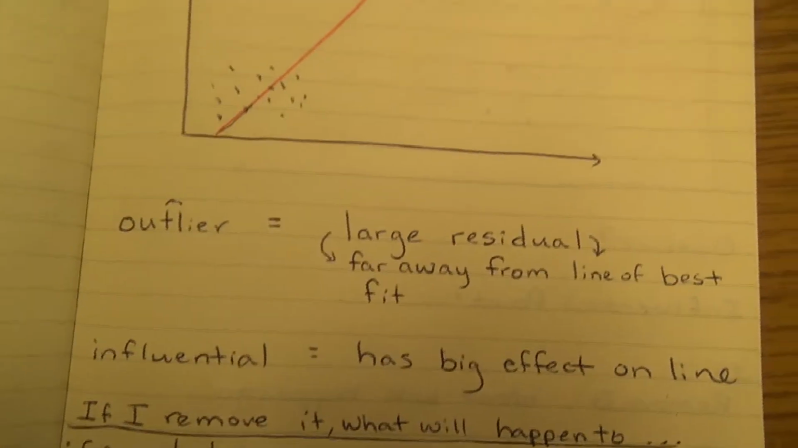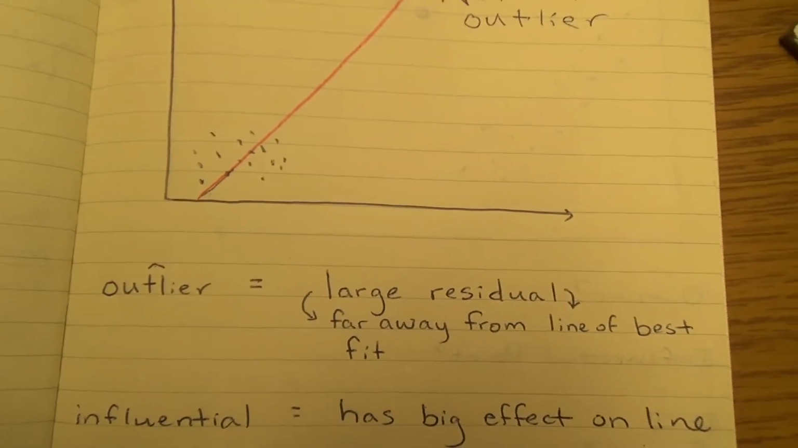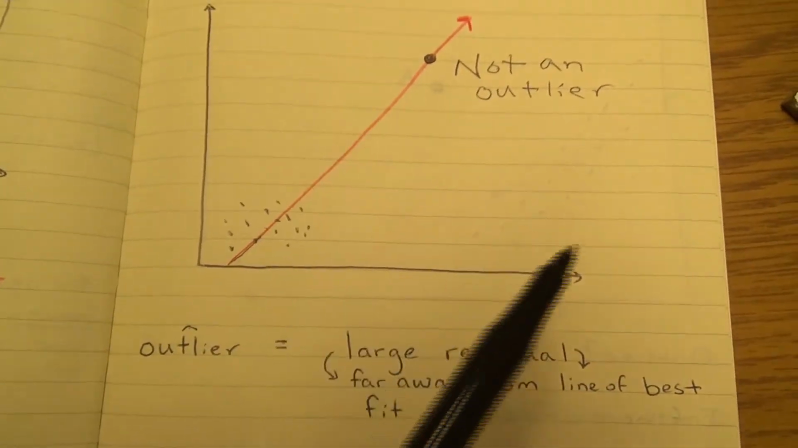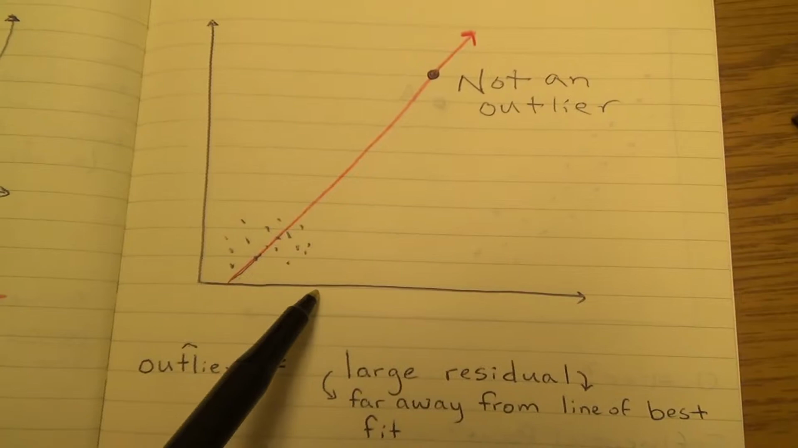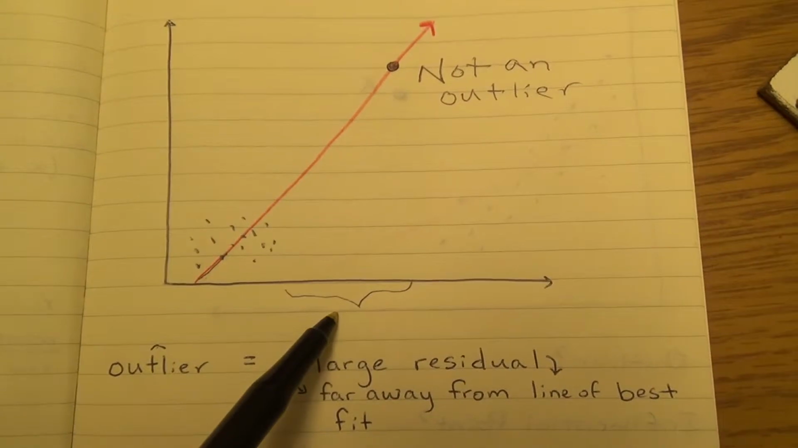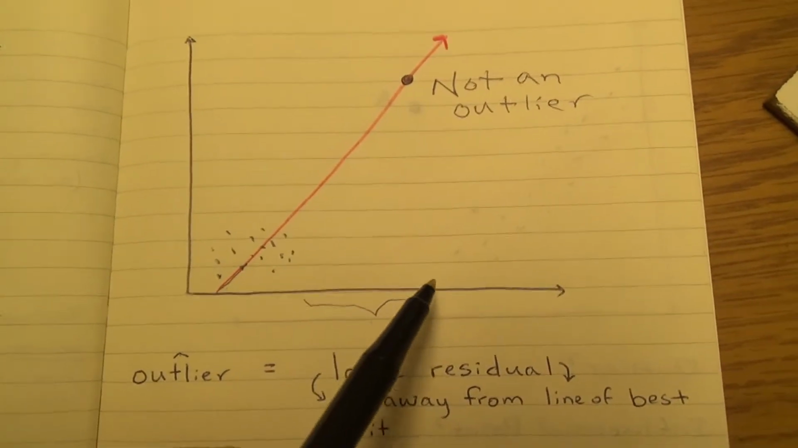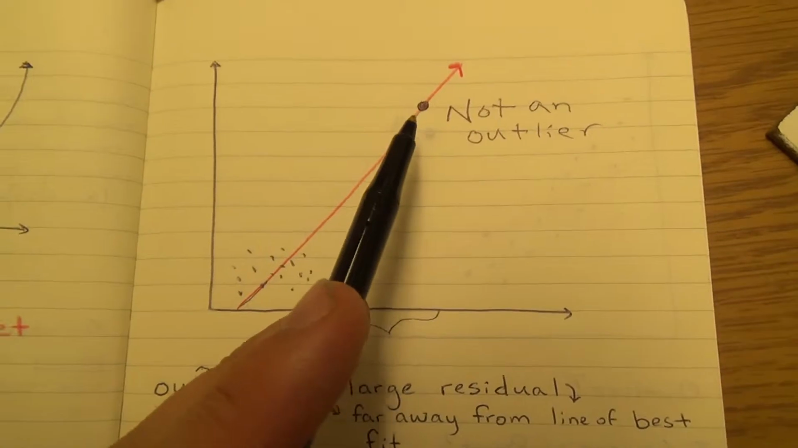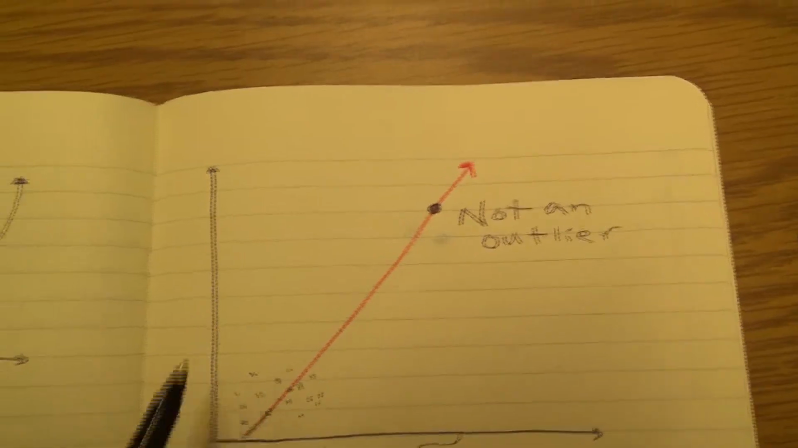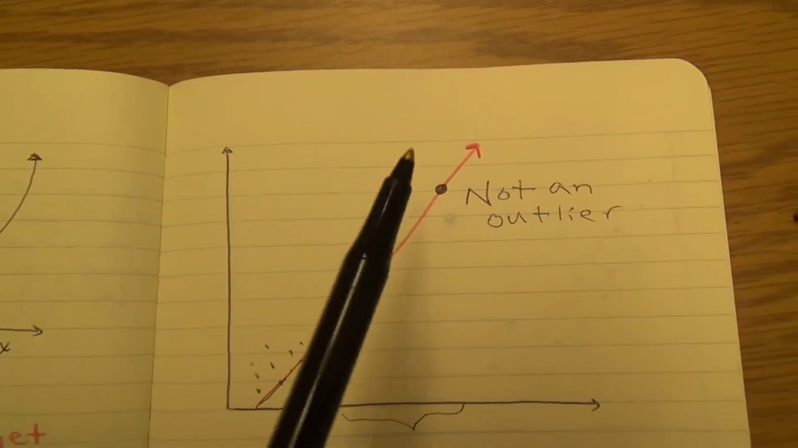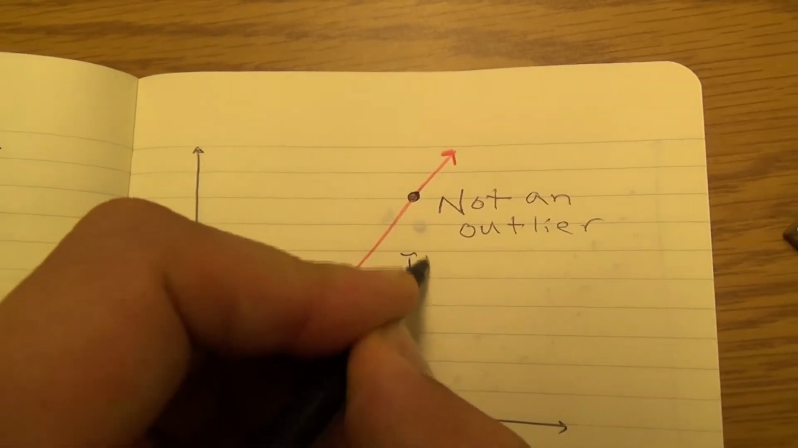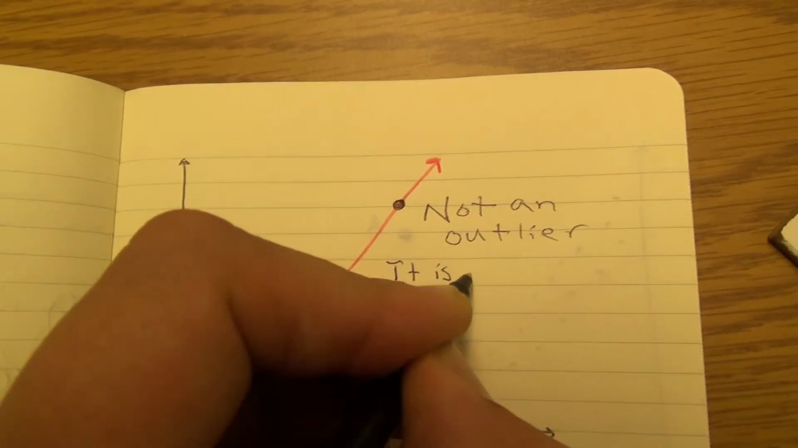Second, is it influential? To make something influential means that it has a big effect on the line. In other words, if it were not there, the line would look a lot different. And just as a hint, when you have a dot that's far away from all the other points on the x-axis, it makes it way more influential. And so this dot, our prediction is that it's definitely influential, and I think that we would be able to confirm that. Since I don't have specific numbers on here, we can't use our calculator to prove it, but this is going to count as an influential point because it is so far away on the x-axis from all the others.